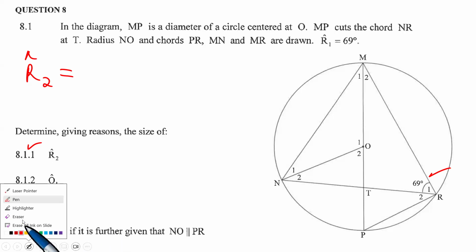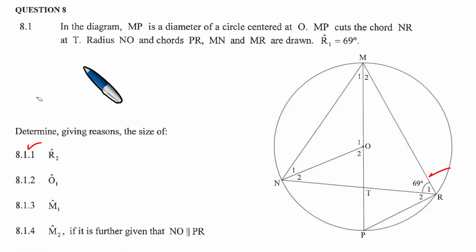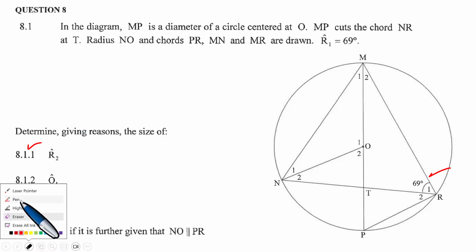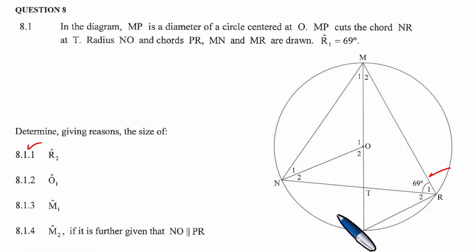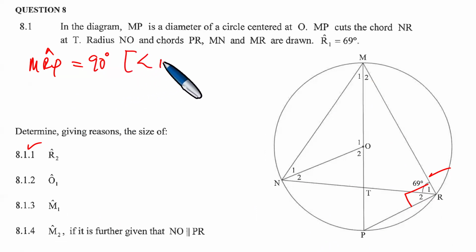There are a couple of ways to do R2. We can start writing it like that, but we can supply a little bit more detail. It's going to be 90 minus 69. Well done. Because this one is the diameter, it subtends an angle of 90 degrees. So the angle MRP equals 90 degrees, and this is an angle in a semicircle.